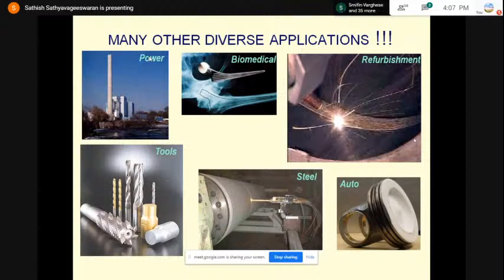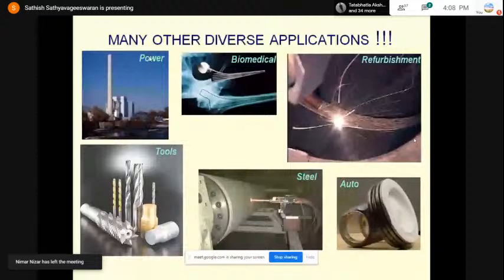So if you want to protect those materials from corrosion, then you have to go for hard ceramic coating. In that case, people will prefer alumina coating. It has very good resistance to corrosion. So in the nuclear sector, you can very well go for coating.